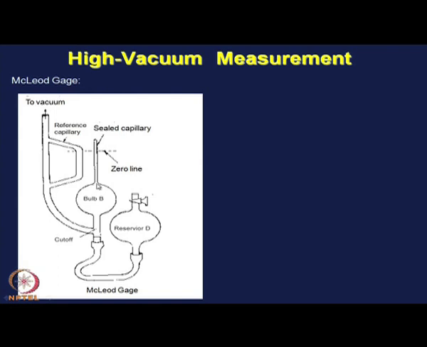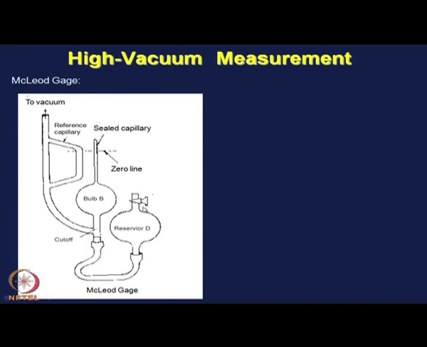this is a capillary connected to a bulb and there is another reference capillary and this is connected to the vacuum source. So, this is connected to the source whose pressure I am going to measure. This is sealed. The other end is connected to a reservoir which contains mercury and this is movable. So, the measurement starts as follows.